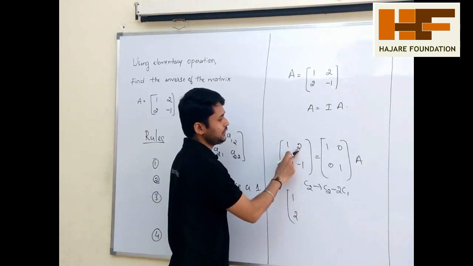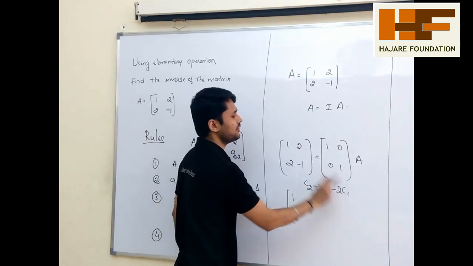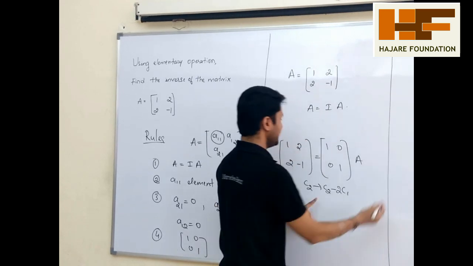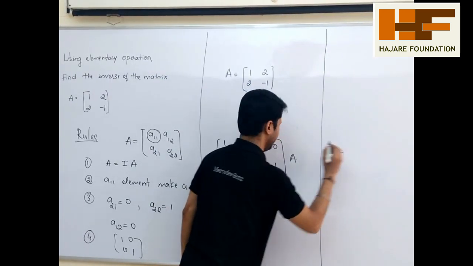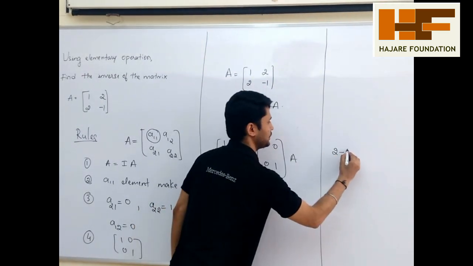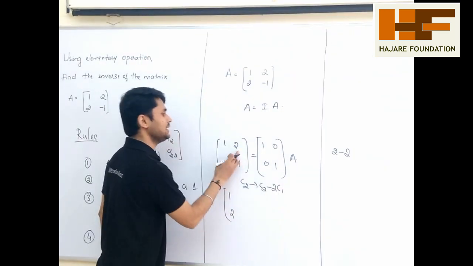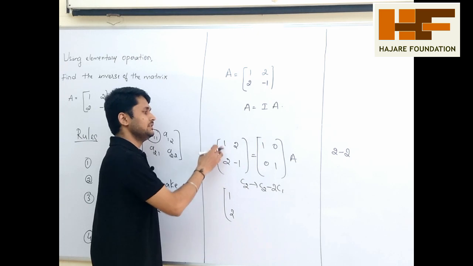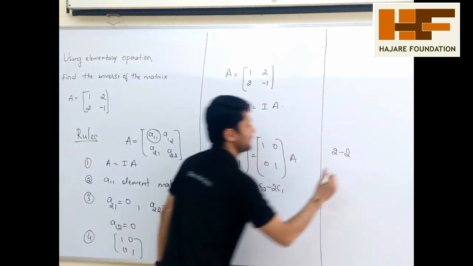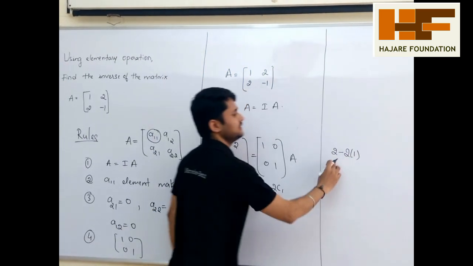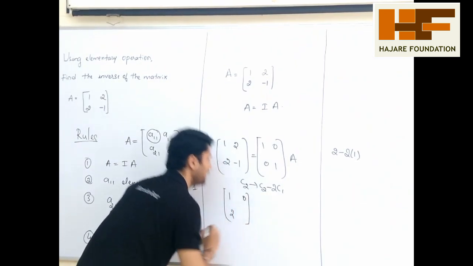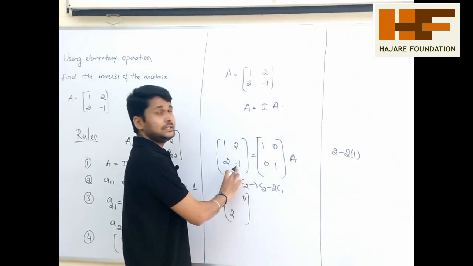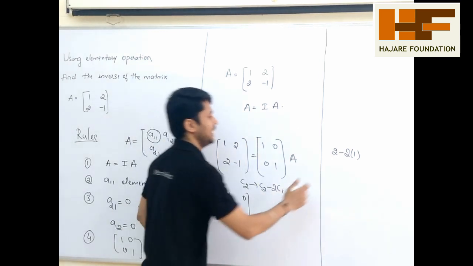Second column: C2 minus 2 times C1. I am solving here. The C2 element is 2, so 2 minus 2 times the corresponding C1 element, which is 1. Simplify the term: 0. Write a 0. Next, the C2 element is minus 1.